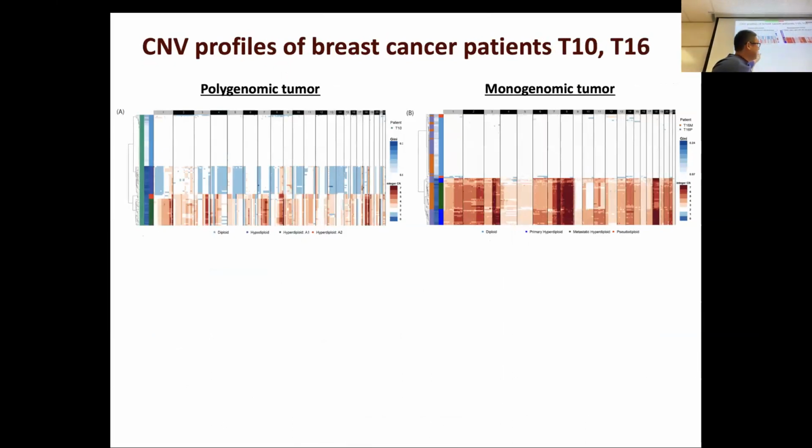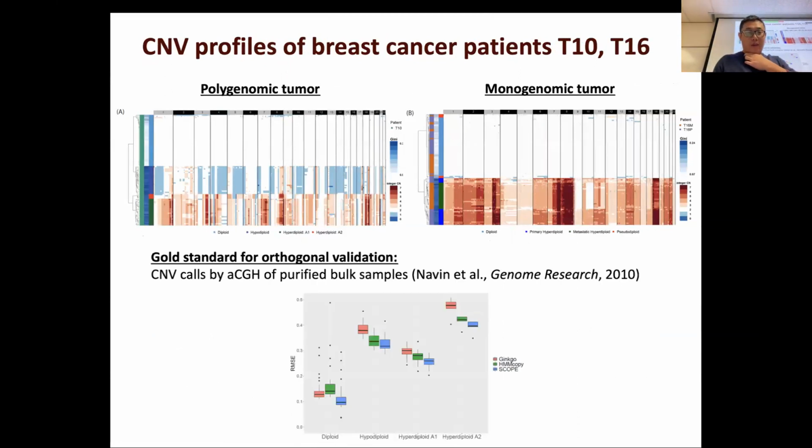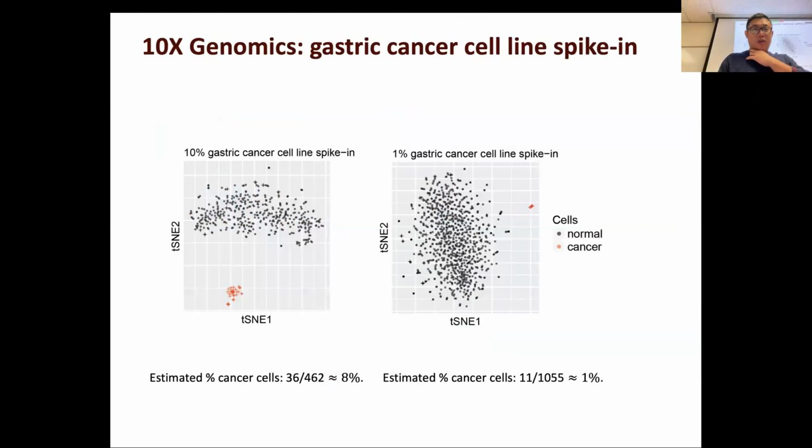Again, this is a polygenomic tumor. This is a monogenomic tumor. You find these different subpopulations in the tumor that is polygenomic. And then we also, again, like I said before, adopted some orthogonal validations to show that the estimations actually are more accurate if you account for the different states of the copy numbers. And then we also apply it to a mixture of data where you spike in around 10% of cancer cells and then 1% of the cancer cells into a background of normal cells. You're able to identify the cancer cells correctly from the background of the normal cells in this case.